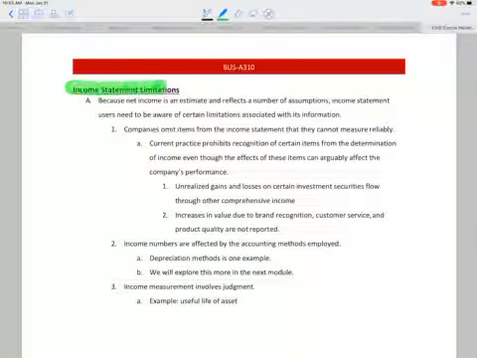The income statement also has some limitations. So it's an estimate, and there are lots of estimates that go into the income statement, and we'll talk about those throughout the course, and we'll also talk about each of those estimates separately, and how they affect the income statement, net income specifically on the income statement. So there's a number of assumptions and estimates that go into this, and that's a real limitation.